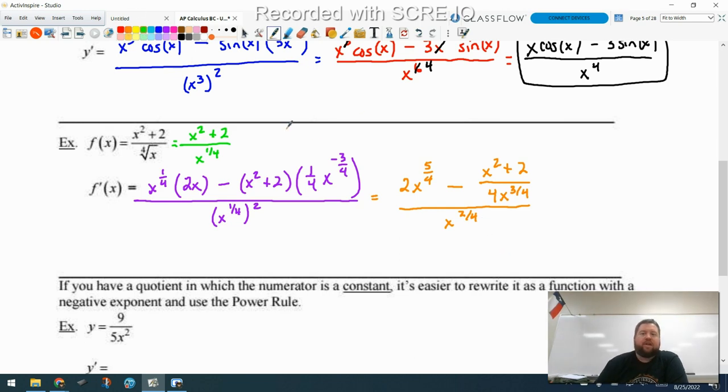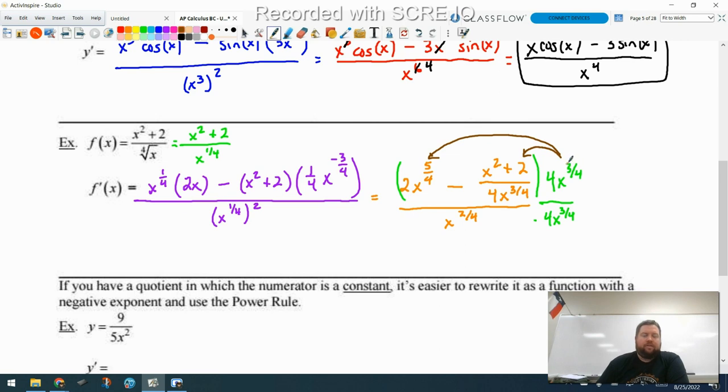Okay, so we took care of the negative exponent problem, but now we have a complex fraction, and we're not supposed to leave complex fractions either. So to get rid of our complex fraction, we are going to multiply by this denominator right here. So we're going to multiply by 4x to the 3/4. And whatever we do to the top, we have to do the same thing to the bottom, 4x to the 3/4. Okay, so now we are going to distribute. This distributes here. This distributes over here.